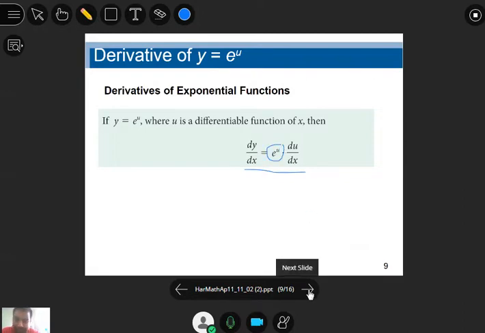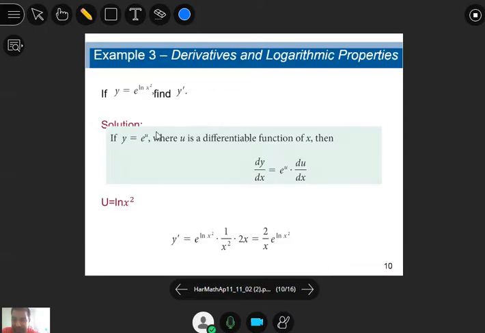Let's see some examples of how we can solve problems using this formula. Our first one is y given as e to the power ln x squared. We need to find the derivative of y here. Now you can recognize that this is your u. So your u is ln x squared.